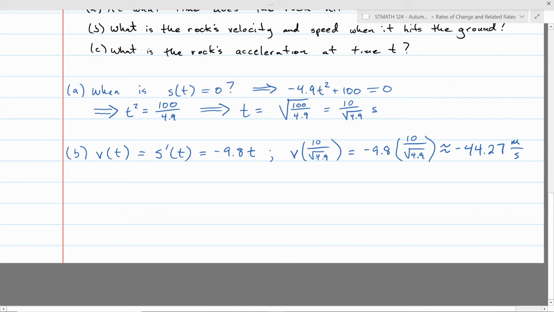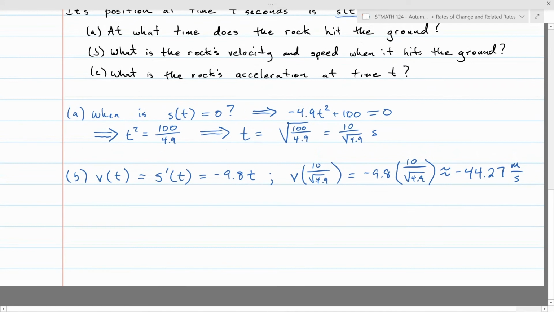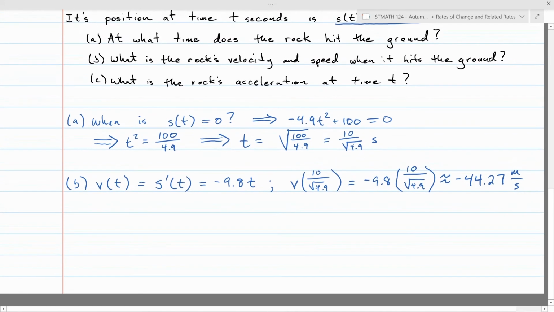Now notice here that velocity is negative. That makes sense in this particular scenario because the rock is being dropped and it's moving downward. So it has a negative velocity to indicate the downward motion, up being positive.